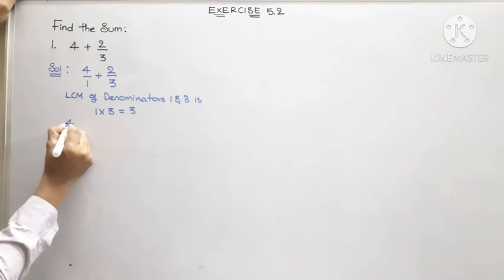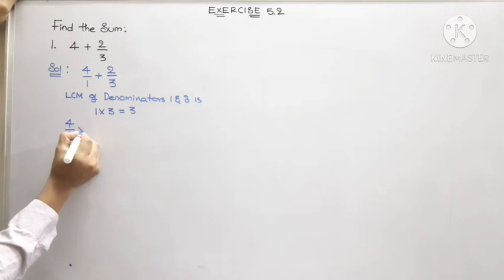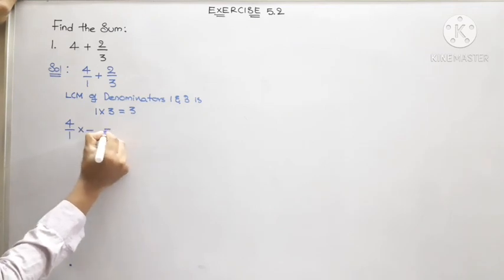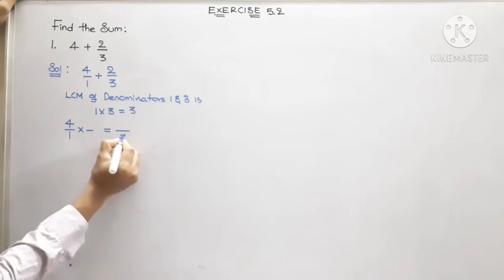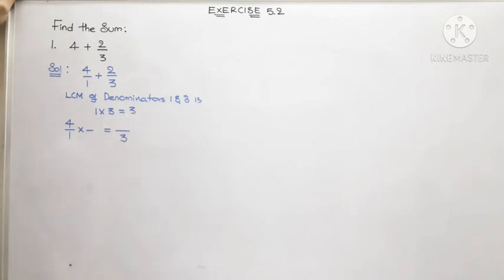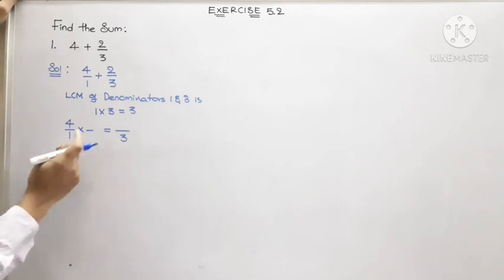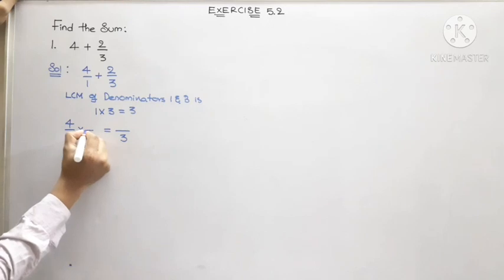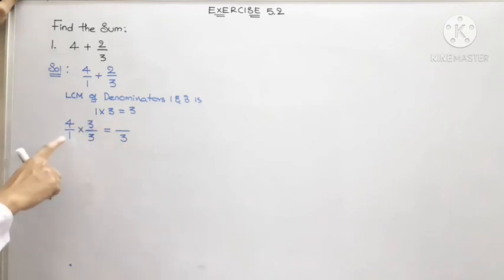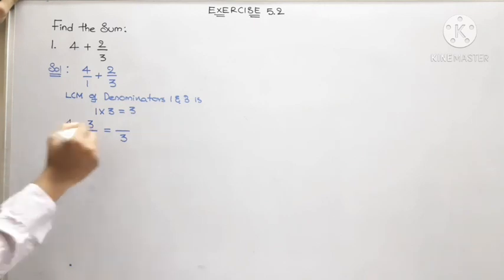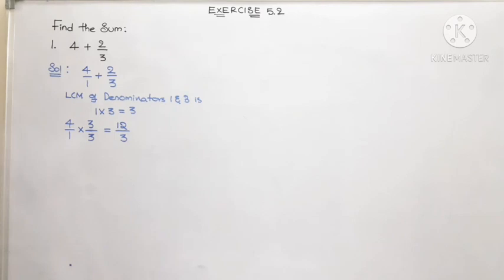Now the regular process. We have the original fraction 4 by 1 and we want to multiply it by a fraction so that the denominator will be equal to the LCM. So in order to get 3, with what do we have to multiply this one? 3. As I told you, the same should be applied to the numerator also. 1 into 3 gives us 3, 4 into 3 gives us 12.